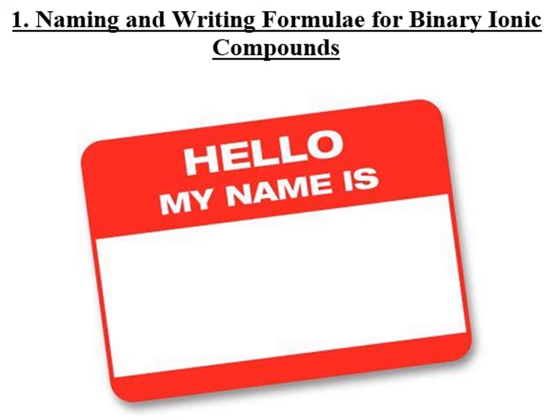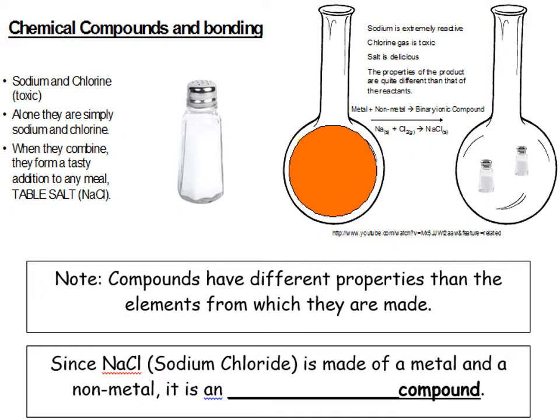In this video, we're going to learn how to name ionic compounds. So remember that ionic compounds are those that are made up of a metal and a nonmetal. For example, sodium chloride has a metal in it, the sodium, and a nonmetal, the chloride ion. So because there's a metal and a nonmetal, we would call this an ionic compound.